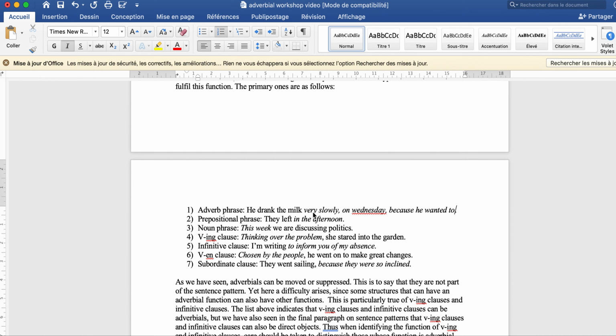So here we have 1, very slowly, 2, on Wednesday, 3, because he wanted to: three adverbials. Okay. So it's important. In a sense, you can think of this being like weeding your sentence, désherber, right? Because sometimes you might be tempted to confuse these adverbials with complements of the verb, right? You might be mistaken and assume that, let's say, because he wanted to was a direct object or an indirect object or a subject complement, right? But that's not the idea.